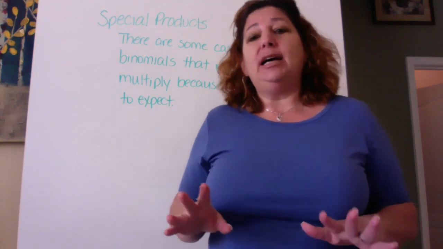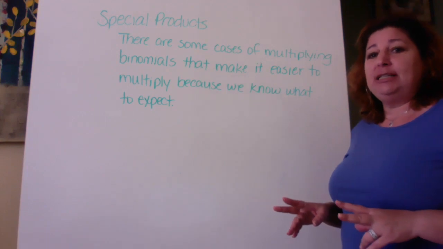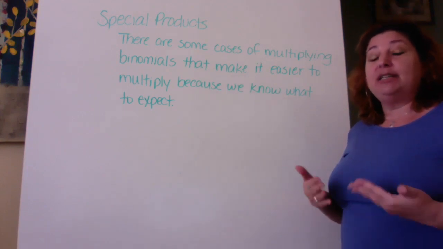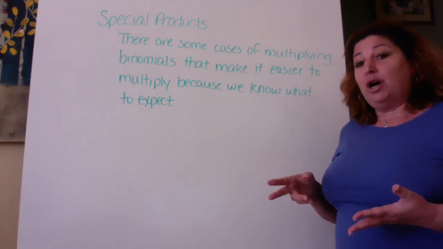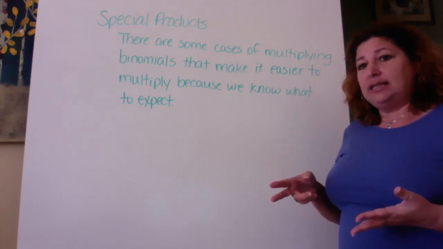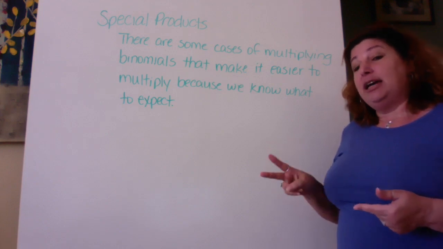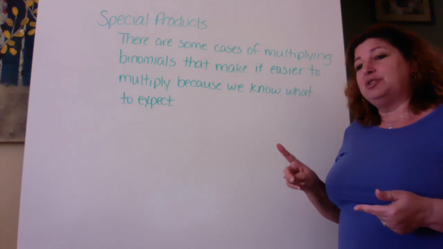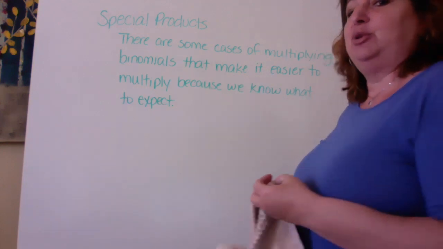Okay, so we're talking about special products. When we multiply two binomials, there are some cases that make it easier to multiply because we know what to expect. We already know the product of two binomials equals a trinomial. But there are some cases when multiplying two binomials will result in another binomial, and we're going to explore some of those cases.